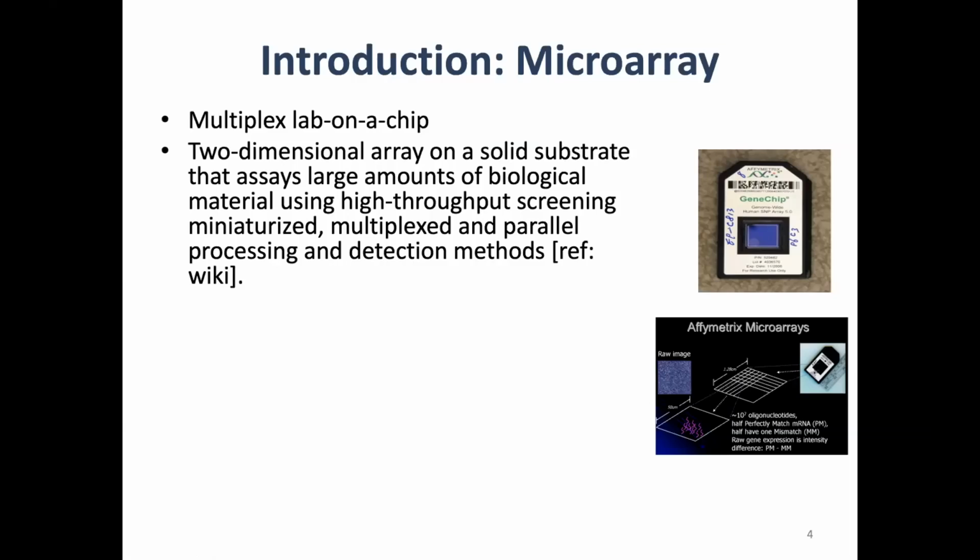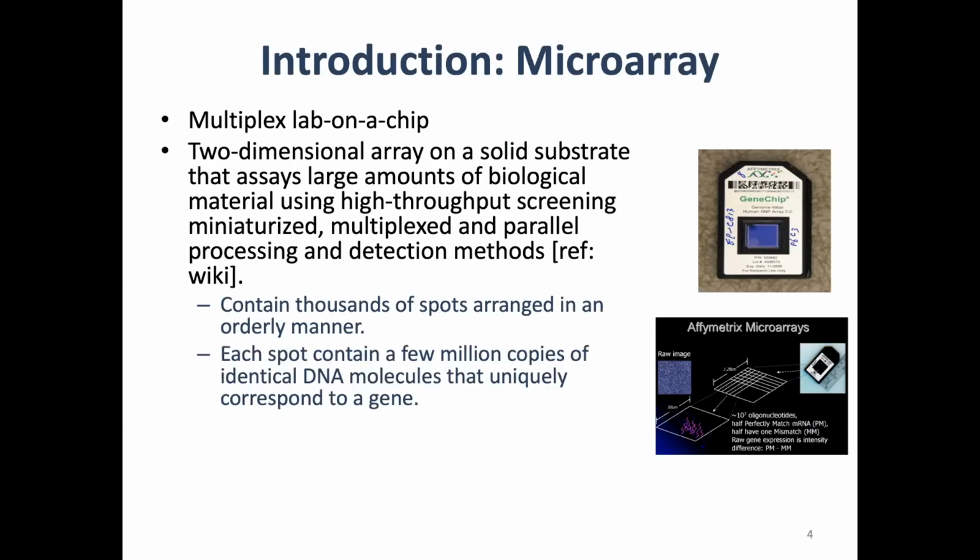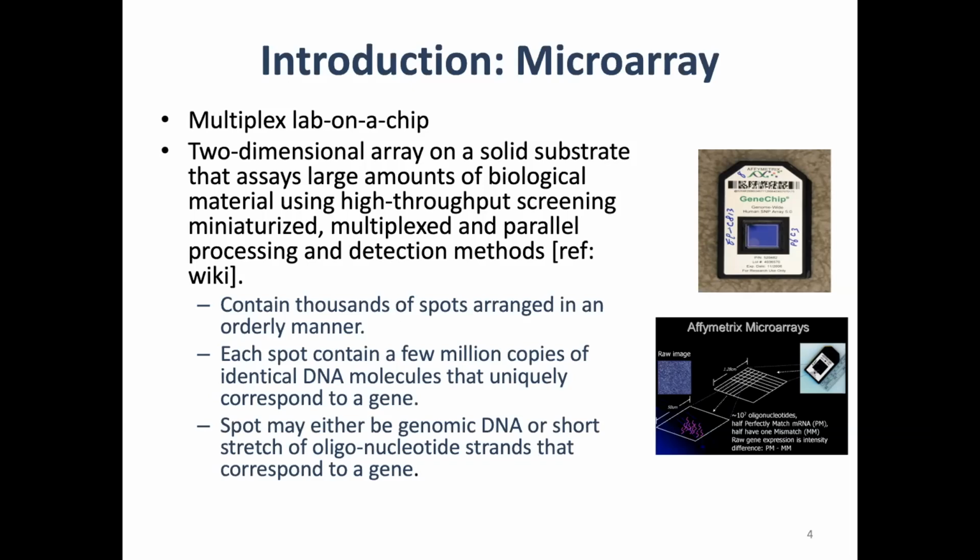When you say array, it is a sequential order of certain elements, right? In a microarray, there are thousands of spots arranged in an orderly manner. Each spot contains millions of copies of oligos or DNA molecules that uniquely correspond to a gene. Each spot corresponds to a particular gene. Those oligos are designed in such a way that they can capture the designed gene. They are complementary sequences to capture the respective gene, right?